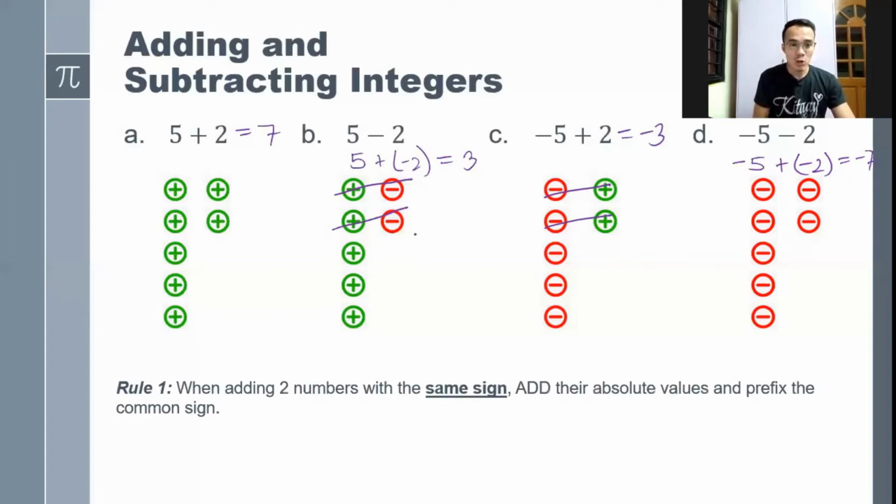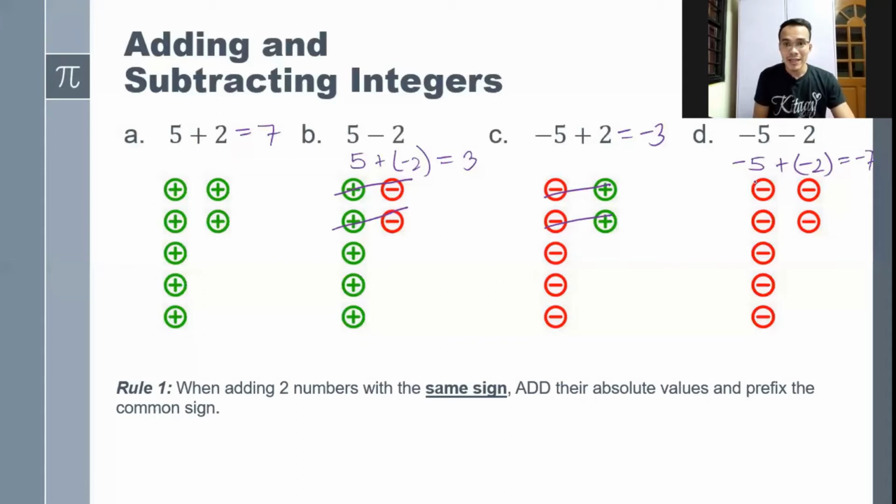When adding 2 numbers or 2 integers with the same sign, just add their absolute values and prefix the common sign. 5 and 2 have the same sign. Just add 5 and 2, which is 7, and just copy the sign, which is positive.